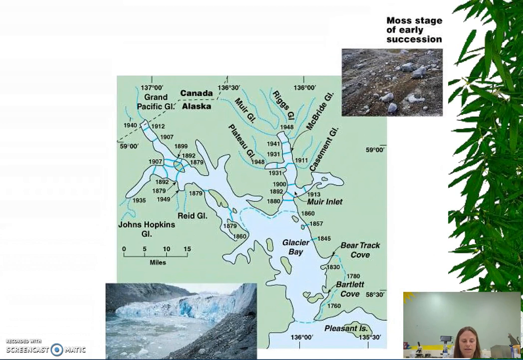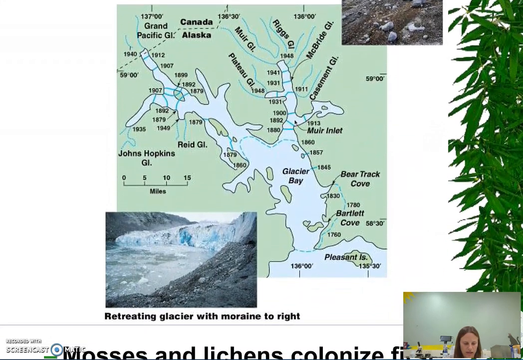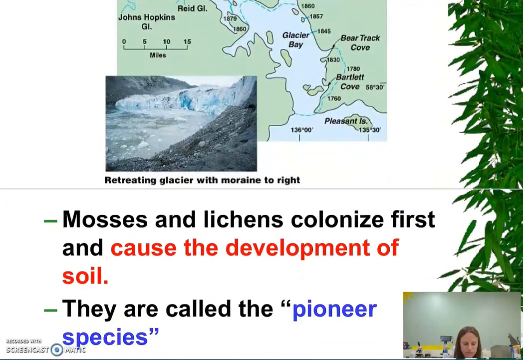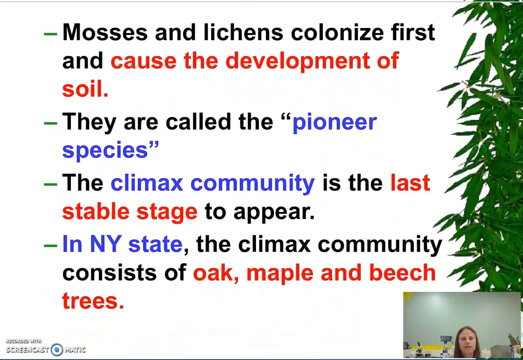rock, and moss grows after the lichen, the pioneer species. Moss can be considered a pioneer species as well. It breaks down the rocks left behind by the glacier into soil, and then that soil enables the growth of other producers. So the mosses and lichens colonize first, creating the development of soil. They break down the rock into soil. Therefore, they're called the pioneer species, the first ones.